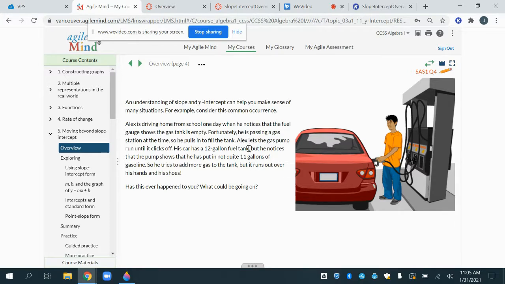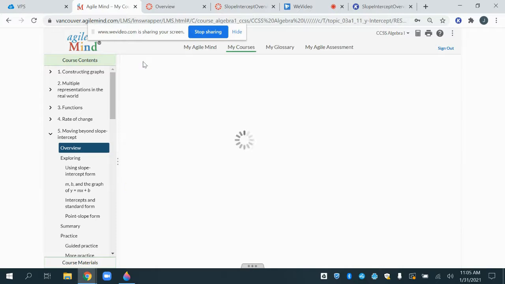He pulls in to fill the tank. He lets the pump run. His car has a 12-gallon fuel tank, but he notices the pump shows that he has put in not quite 11 gallons of gasoline. So he tries to add more, but it runs over. Oh no, it gets all over his hands. Remember, don't top it off. It's fine.